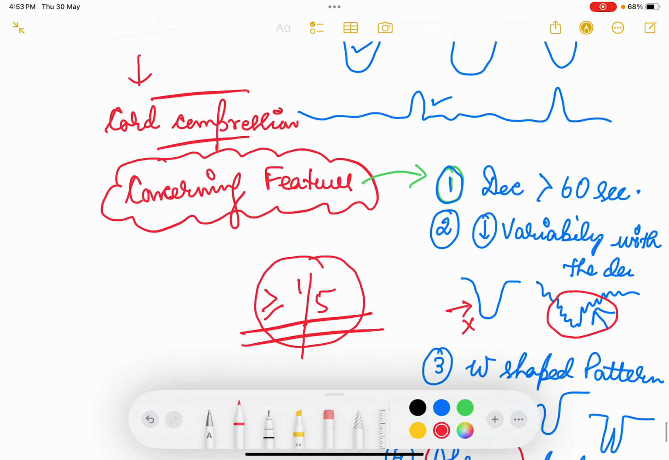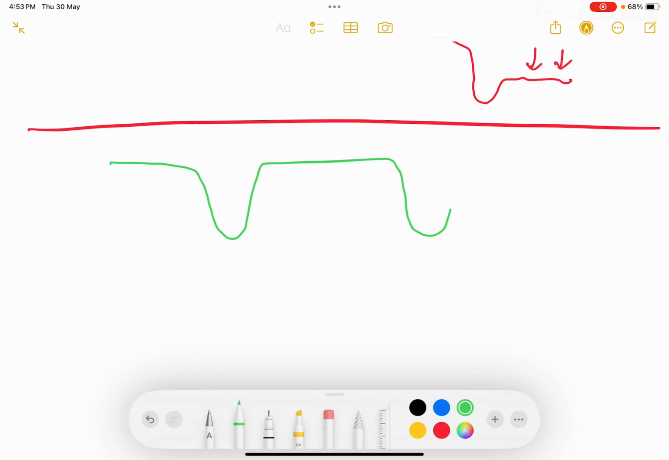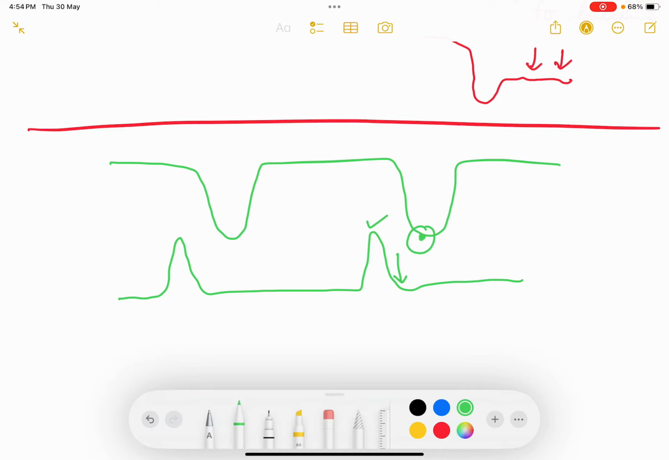Then we are left with late deceleration. What do you mean by late deceleration? Late deceleration means that every deceleration comes after the uterine contraction. After the uterine contraction is over, the nadir of the deceleration will come. The nadir of the deceleration will be after the contraction. Otherwise you can say the peak of the contraction is before the onset of the deceleration. So every time it is occurring, then it is late deceleration.